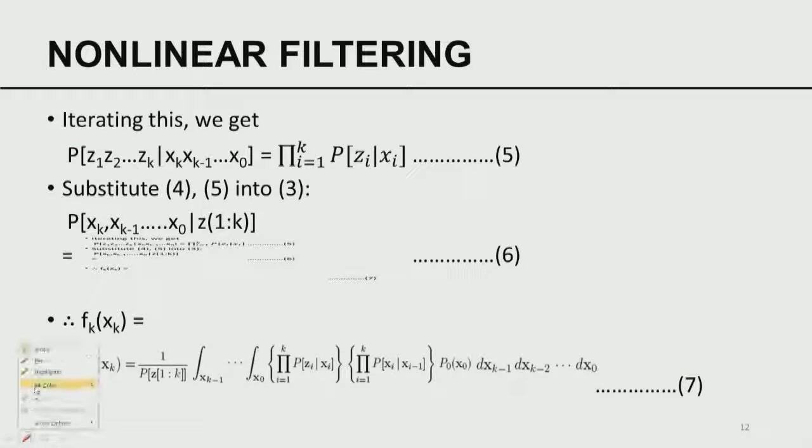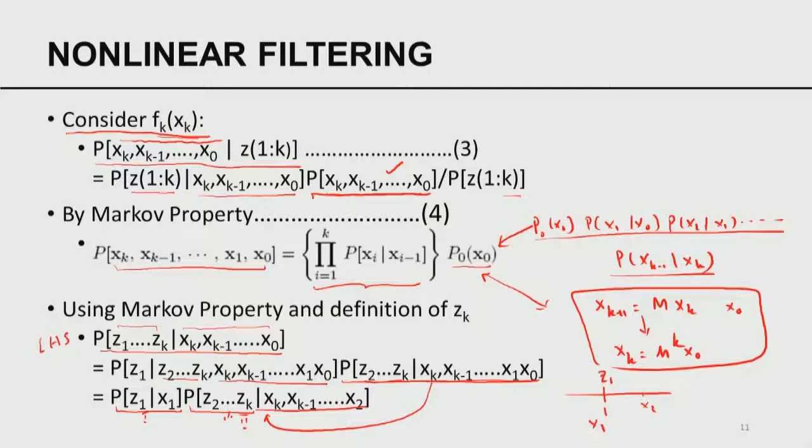So iterating this, we get this density is equivalent to the product of probability of zi given xi, i equal to 1 to k. So we can now, I have phi, I have 4, I can substitute phi and 4. Look at this now. What is 4? 4 relates to the second term on the numerator on the right hand side of the Bayes rule. What is phi? Phi relates to the expansion and the property of the first term on the right hand side of the Bayes rule. So I substitute 4 and phi in 3. Simplify.